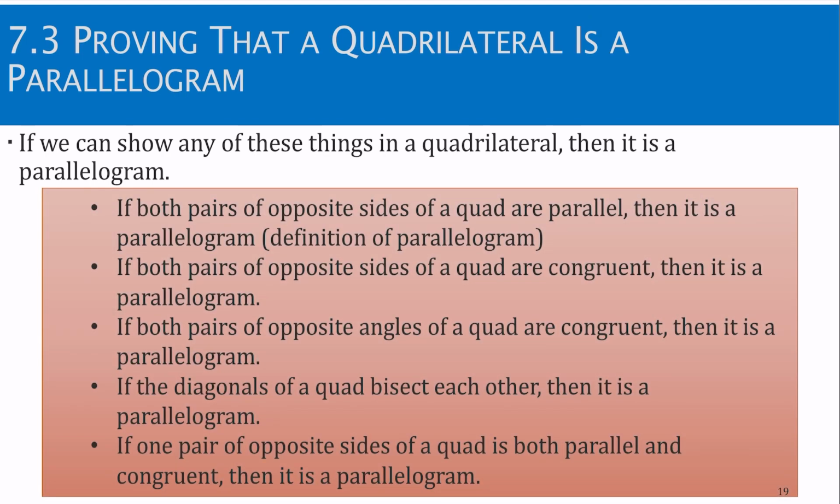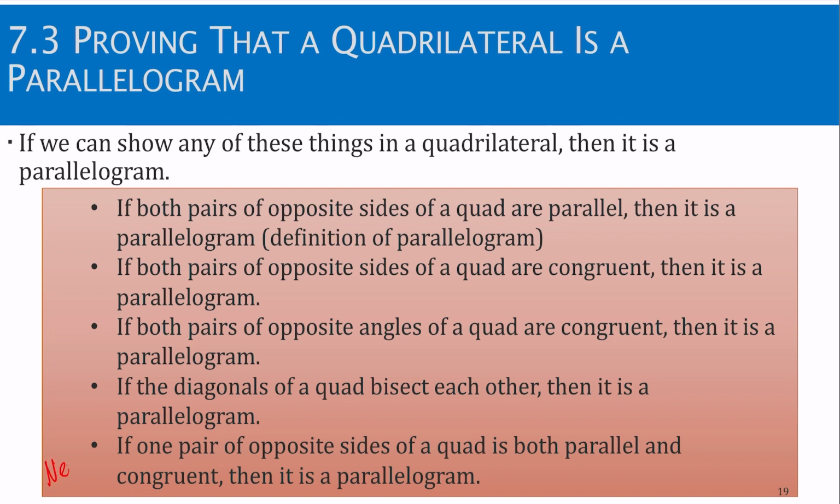First, if both pairs of opposite sides of a quadrilateral are parallel, then it's a parallelogram. That's the definition of a parallelogram, opposite sides are parallel. If both pairs of opposite sides are congruent, then it's a parallelogram. If both pairs of opposite angles are congruent, then it's a parallelogram. If the diagonals of a quadrilateral bisect each other, then it's a parallelogram.